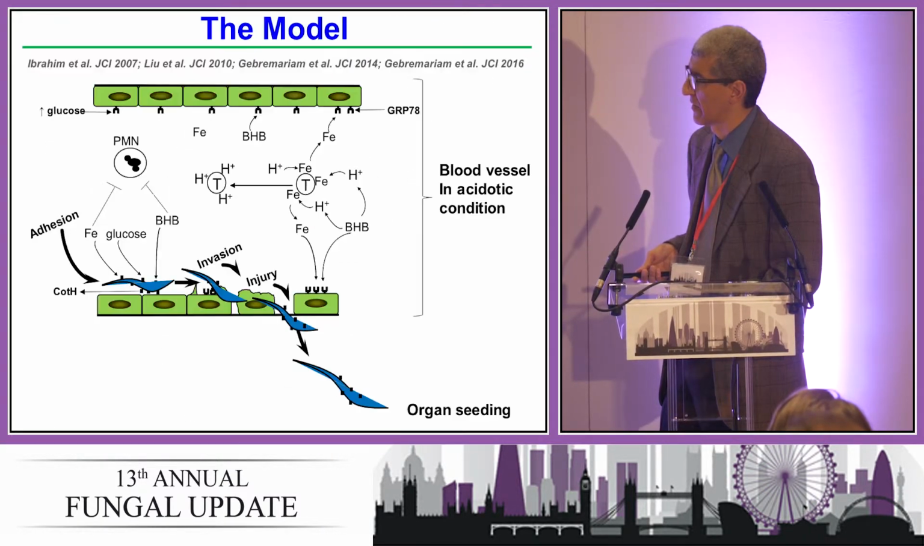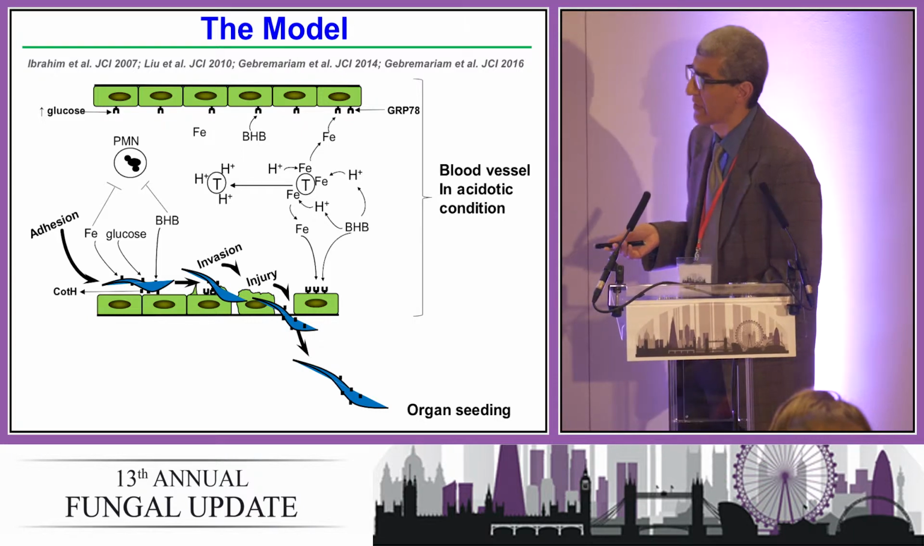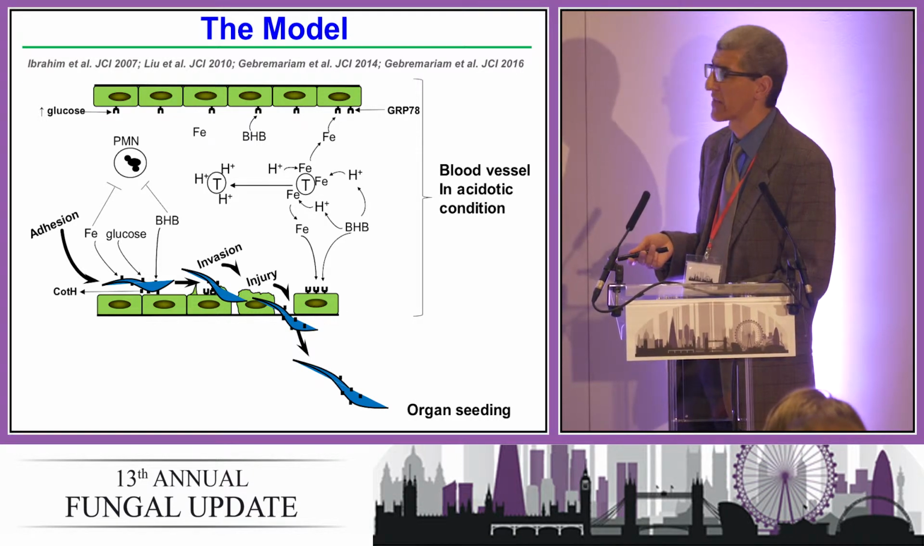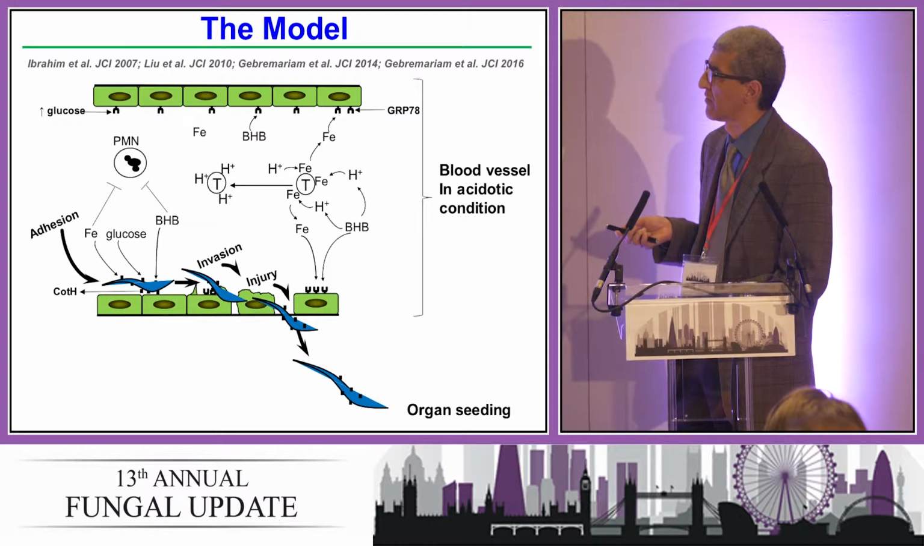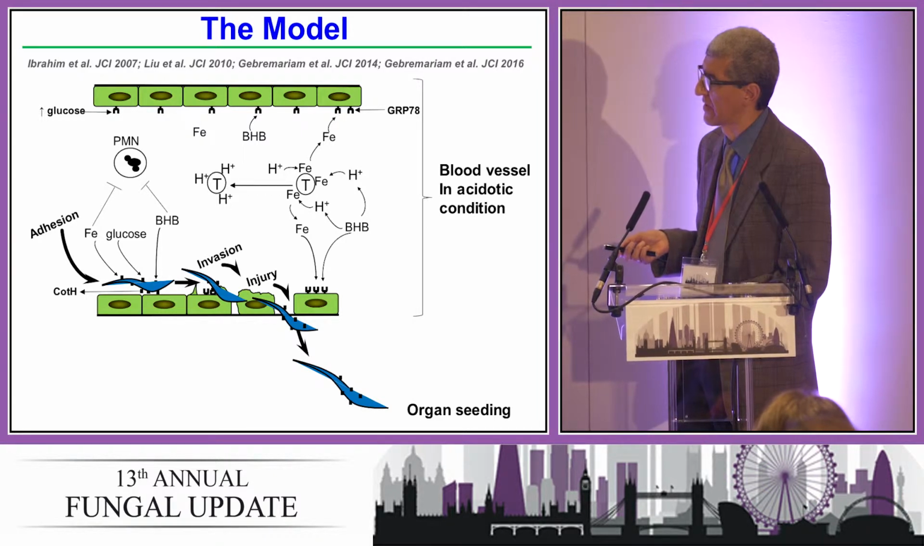We've done a lot of work, and in the interest of time, I'm not going to be able to show you all the data because I want to talk to you about the antibodies themselves. But the model that explains why diabetics in ketoacidosis are uniquely predisposed to infection is that you get acidification of the milieu by beta-hydroxybutyrate and other acidosis. The released protons compromise the ability of transferrin to chelate iron. That releases higher concentrations of free iron, and together with beta-hydroxybutyrate and glucose, overexpress GRP78 on endothelial cells. They also overexpress CotH on invading organisms, and as a result, you get enhanced invasion, tissue injury, and then organ seeding.